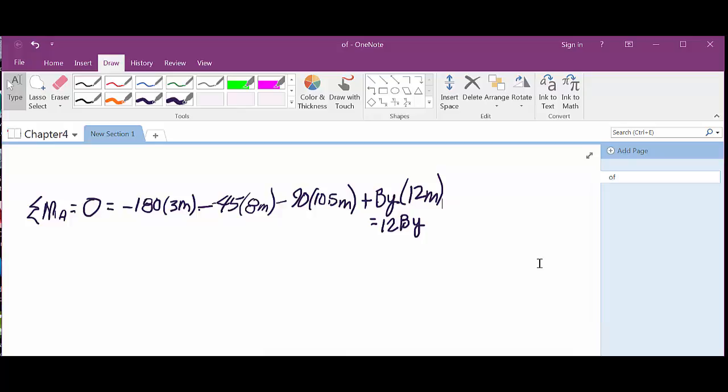Hopefully, it comes out to be something like 153.8 kilonewtons. Well, that's what it would ultimately end up being, but that's not quite what it would be, would it? I guess we'll have to get the calculator out. So 180 times 3 plus 45 times 8 plus 90 times 10.5. So that's like 1845.